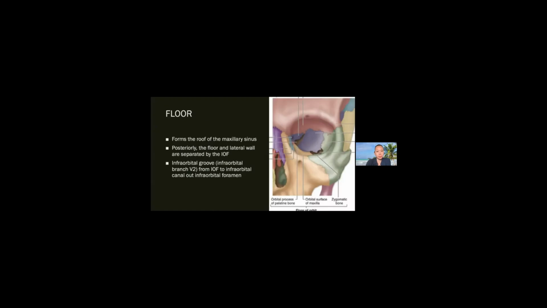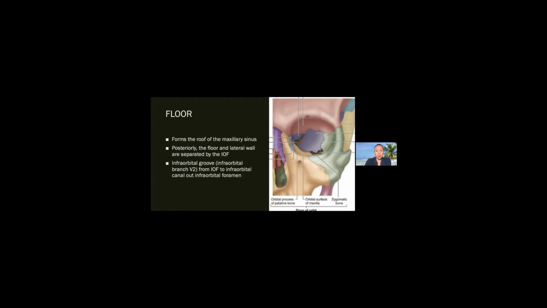Now we get to the floor. So we talked about the maxillary bone and how it contributes to the medial wall. Well, the orbital surface of the maxillary bone also makes up the floor in addition to the orbital surface of the palatine bone. The floor is superior to the maxillary sinus, hence the maxillary bone. And posteriorly, it's separated from the lateral wall by the inferior orbital fissure, which transmits the infraorbital nerve, zygomatic nerve, as well as the infraorbital artery, vein, and the inferior ophthalmic vein.